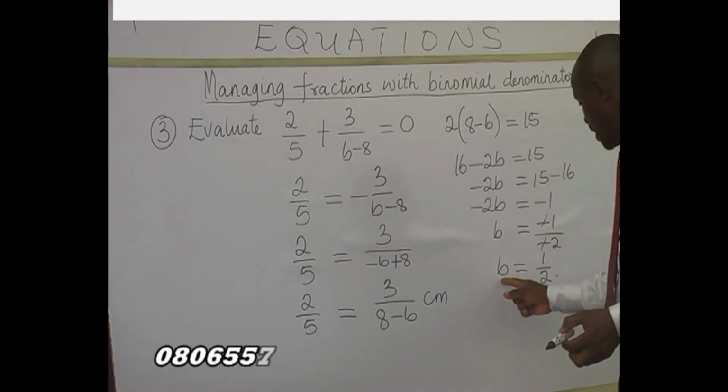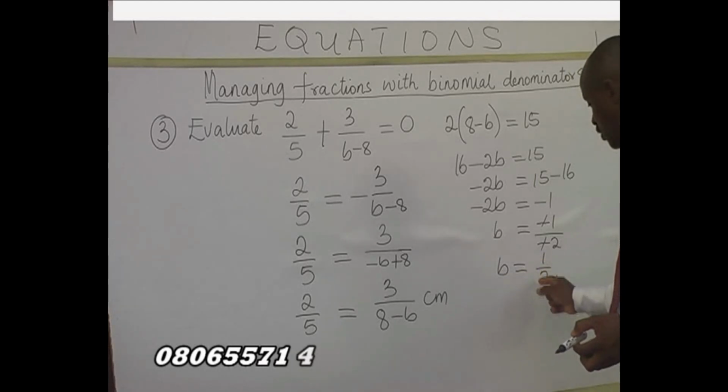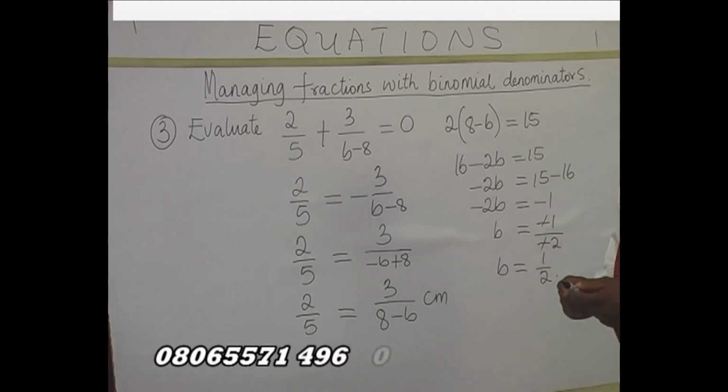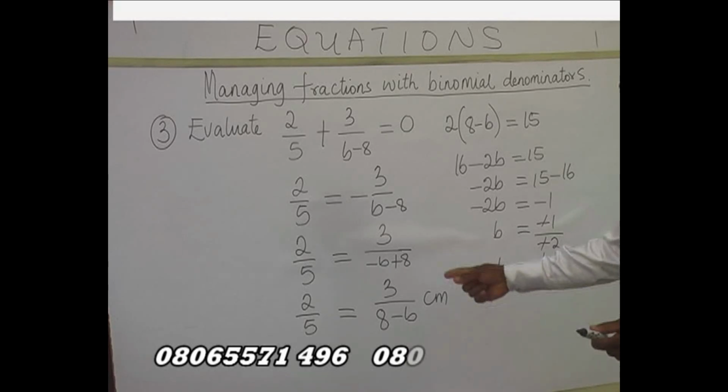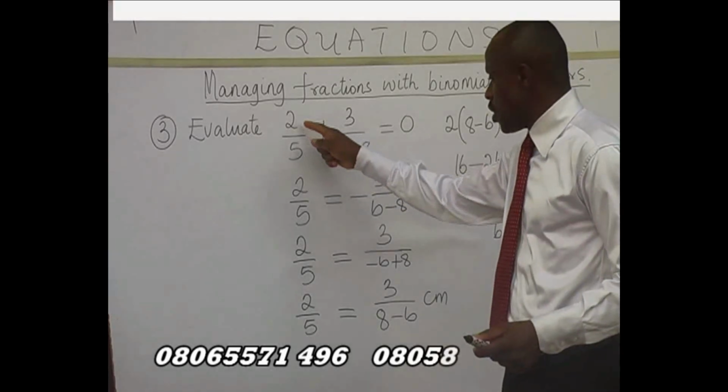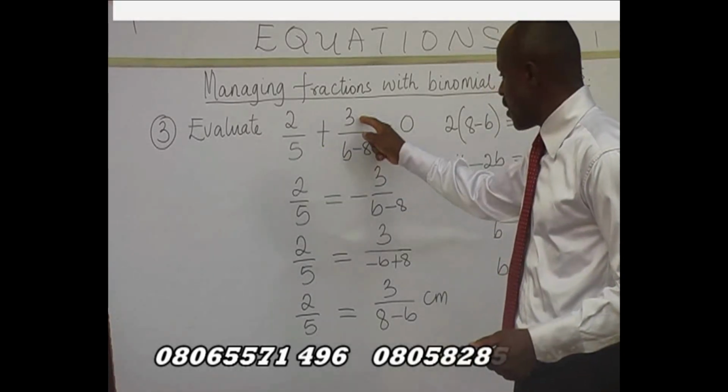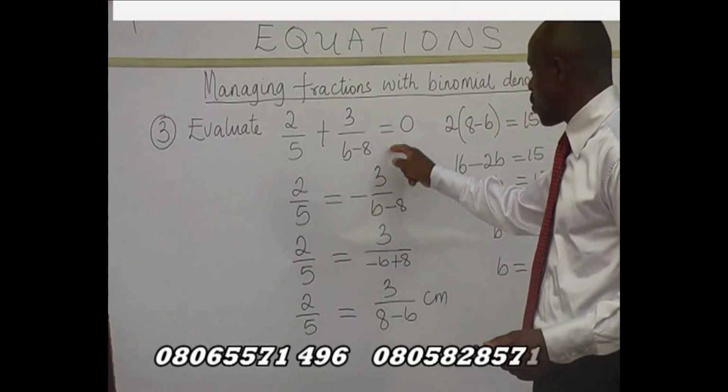That means b is equal to 1 over half, sorry, 1 over 2, which is half, becomes the value of b in that equation that says 2 all over 5 plus 3 all over b minus 8 is equal to 0.